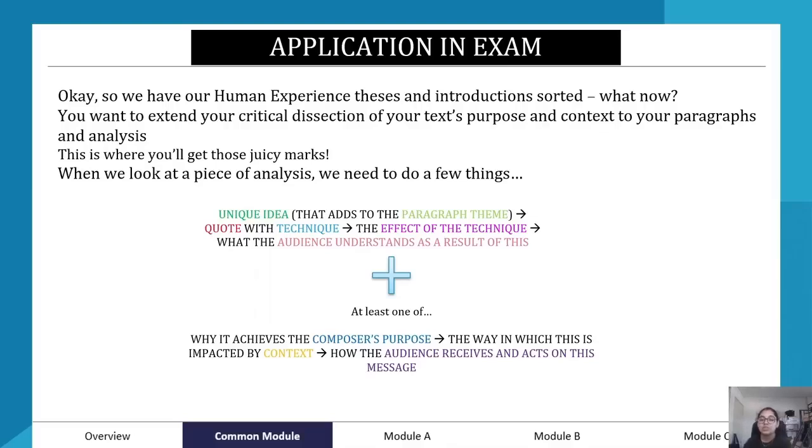And then with each one, you want to move around with these, but you definitely want to make sure that each time you at least either link back to the composer's purpose, link back to the way in which it is being impacted by the context, or you can link it back to how the audience receives and acts on the message. You can also do that.